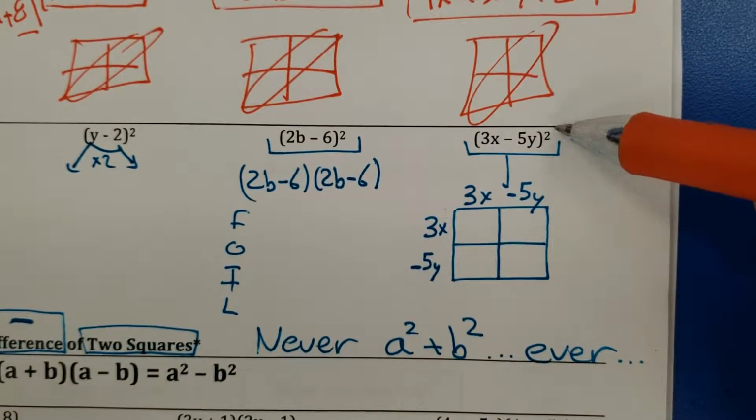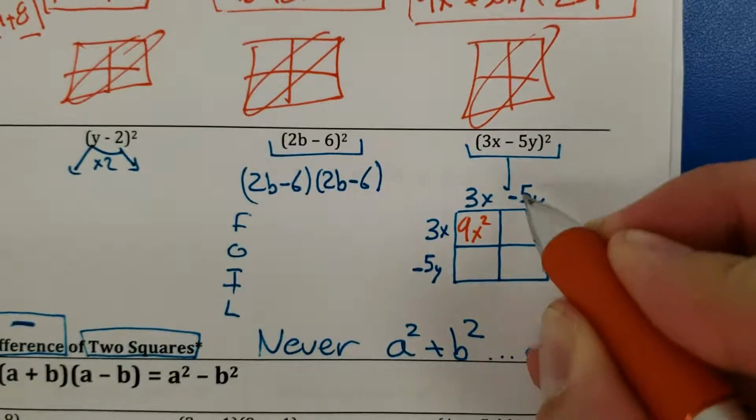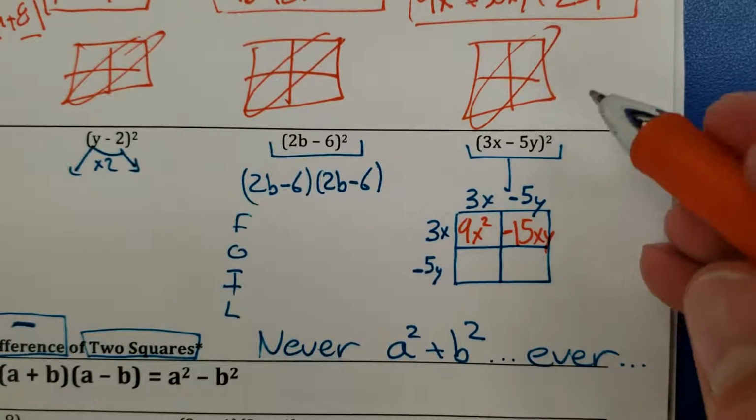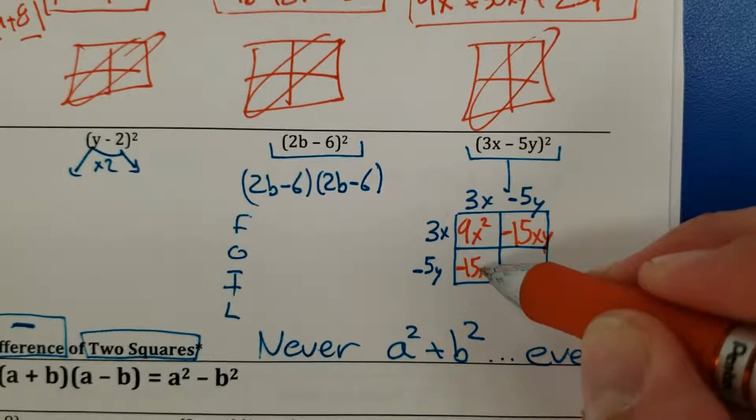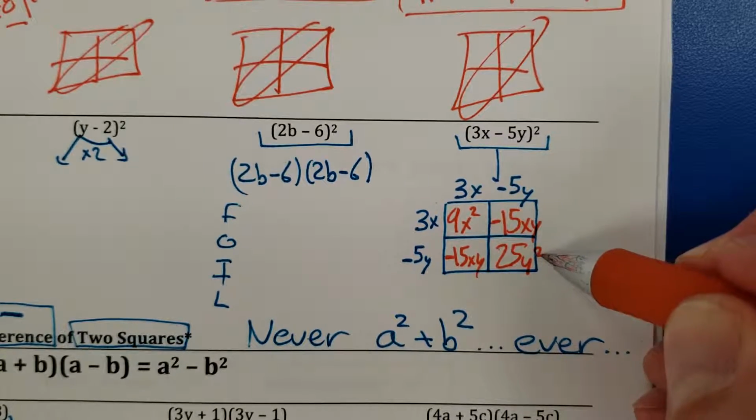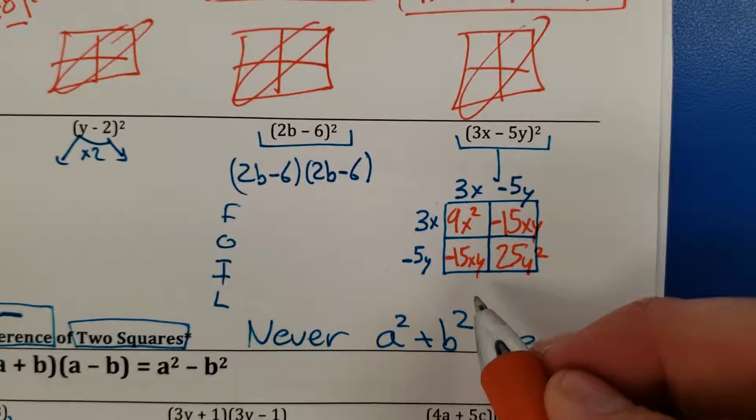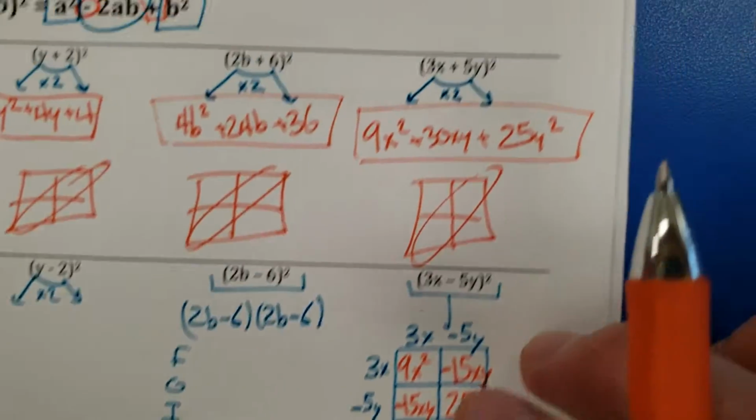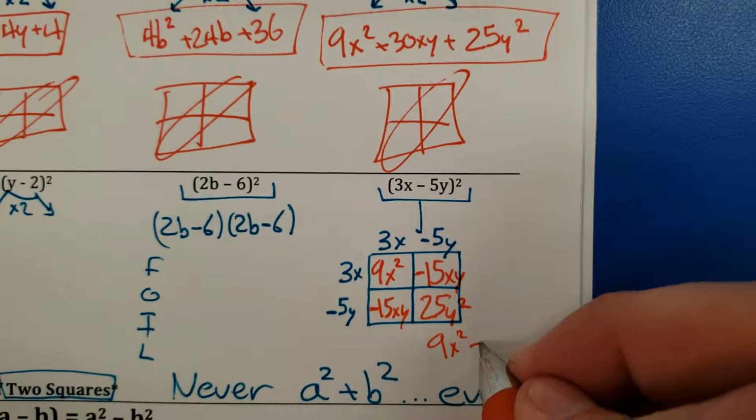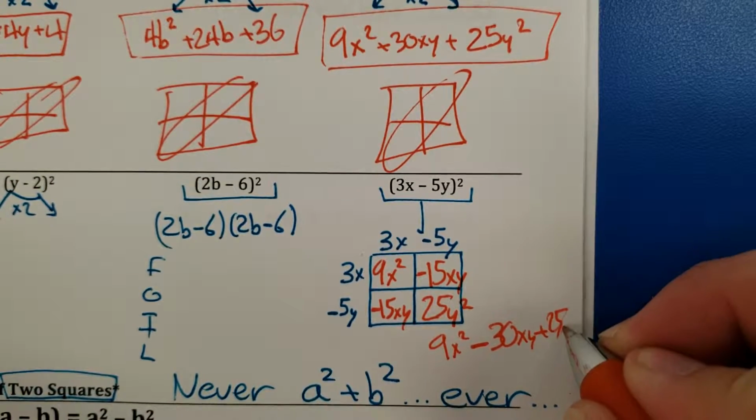So if I have 3x minus 5y squared, that's 3x minus 5y times itself. So look, here's the 9x squared. Negative 5 times 3 is a negative 15xy. There's another negative 15xy. And then a negative times a negative is a positive 25y squared. So that's why the last term is always positive, because if you take a negative times a negative, you all can finish that sentence. Okay, so the only difference basically between this one and this one is we have a 9x squared minus a 30xy plus a 25y squared.